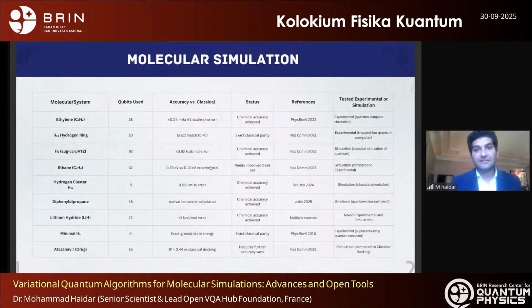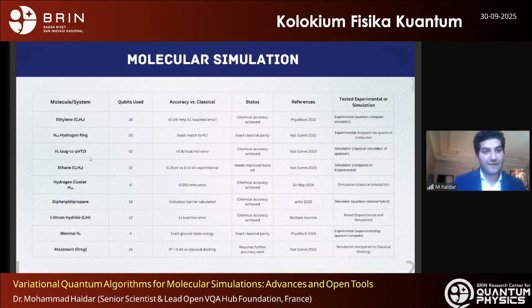Of course, for molecular simulation as well, we have seen a lot of molecules. For example, C2H4 needs 28 qubits just in the minimal basis set, and the accuracy is not so high. So it's achieved, but it still needs a lot of methods to get to the exact energy. Here you need to find ways to test them, and here I'm marking whether they are experimentally tested or simulated on quantum processor units using simulators.